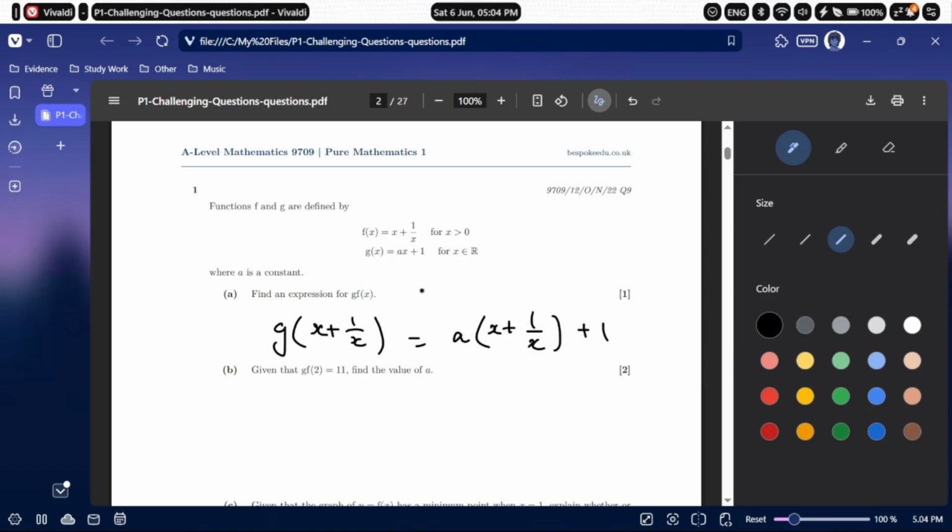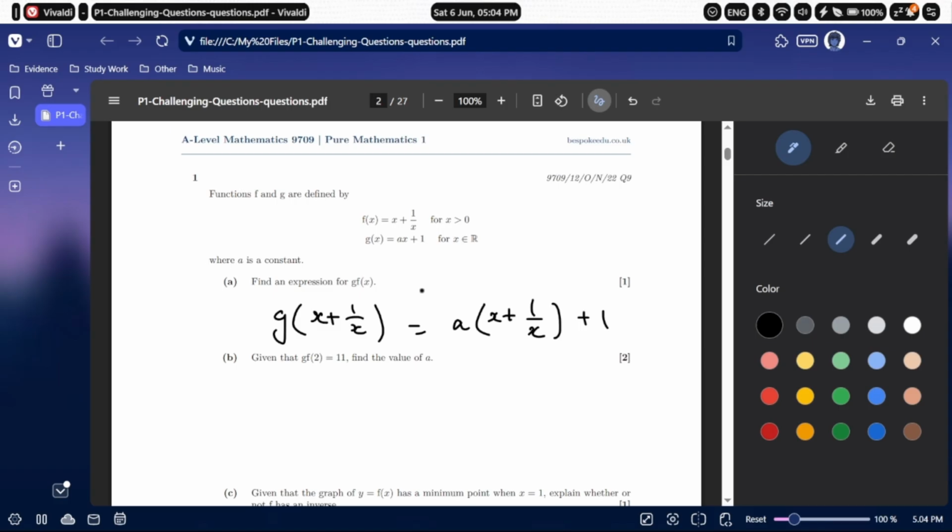Now part B, given that gf of 2 is equal to 1, find the value of a. So it's basically you're inputting f of 2 into g of x. So you can find out f of 2 first by doing 2 plus 1 over 2, which is 5 over 2.